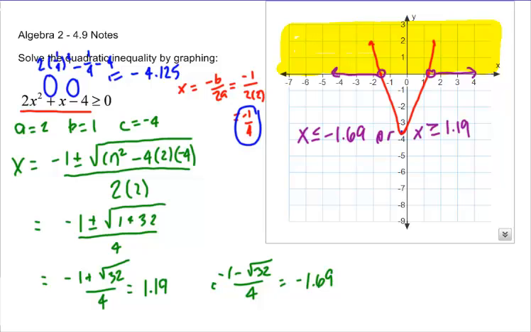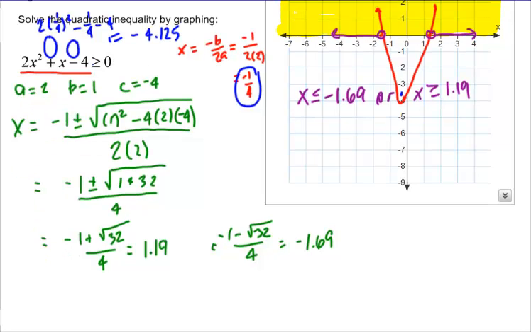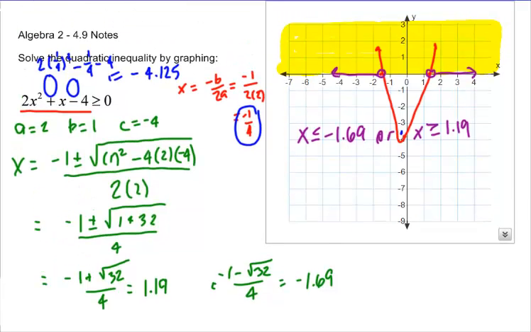All that changes is where the graph comes down to. It still is going to go through the x-axis on those 2 points. So it's still going to have your parabola shape like this. So that'd be the only change from where I got to originally. But you're still interested in what's going on from negative 1.69 and from 1.19.